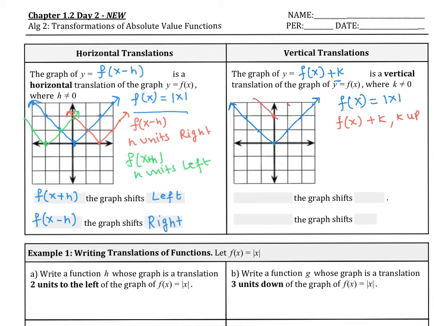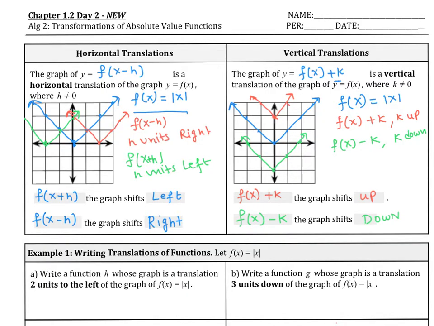Let's say k is 2, then we're going to move 2 units up. And when you have k as a negative, we're going to move this graph k units down. So let's say if k is 2, then we're going to move the graph k, or 2, units down. And for the definition, it says that f of x plus k, then the graph shifts upward. If it is f of x minus k, the graph shifts down.